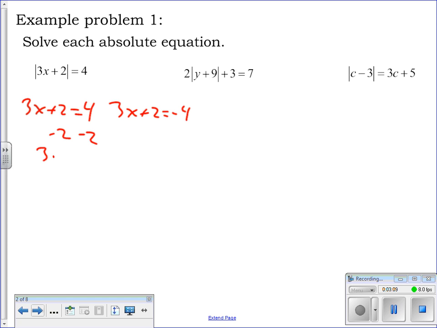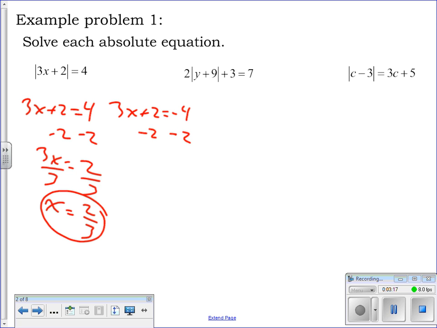Subtract 2. 3x equals 2, divide by 3, x equals 2/3. Subtract 2, 3x equals -6, divide by 3, x equals -2. Those are my 2 possible answers. I do need to check them. Take 2/3, put it in here for x. 2/3 times 3 is 2. 2 plus 2 is 4. Absolute value of 4 is 4. That's good. -2 in there. -2 times 3 is -6. Plus 2 is -4. Absolute value of -4 is 4.